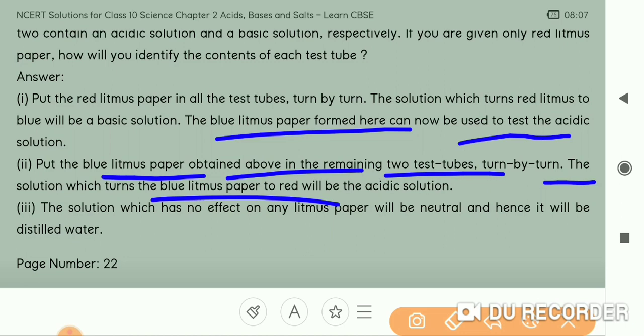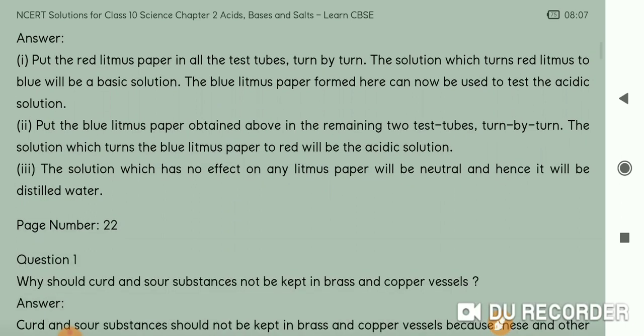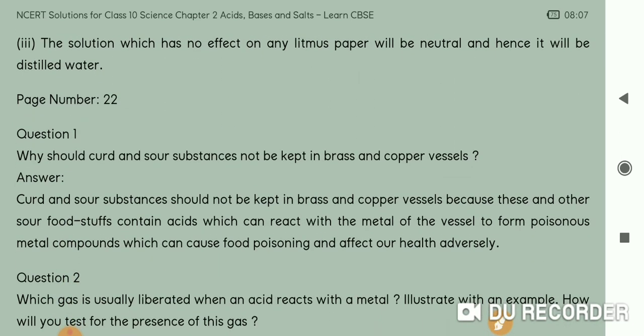Now see, wherever it becomes red again, that will be acidic. The solution which has no effect on any litmus paper will be neutral, hence it will be distilled water. So the solution which changes neither blue nor red litmus paper will be neutral. So that's how we can identify the unknown solutions by using the litmus paper.